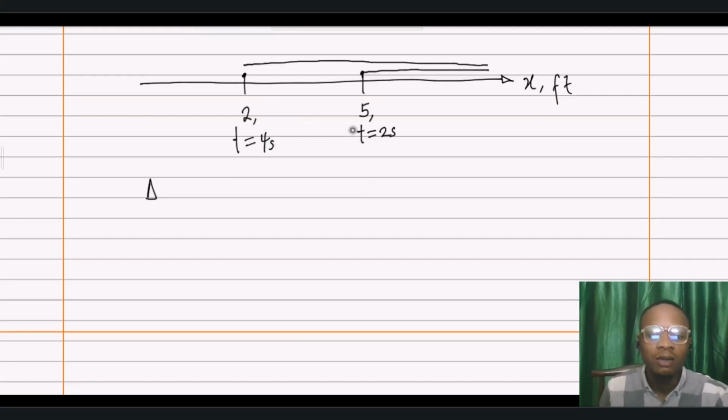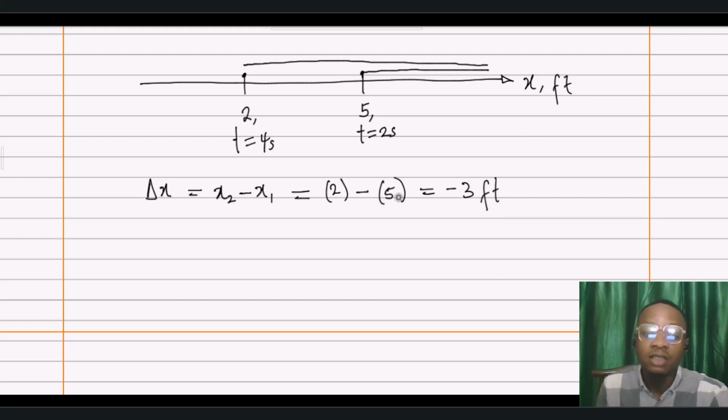Now, if we are interested in delta x, that is the displacement, then that is going to be equal to the final position x2 minus the initial position x1. So what's the final position? 2. That's the final position coordinate, minus the initial position coordinate, which is 5. So this is going to give us minus 3. Of course, the unit is feet.